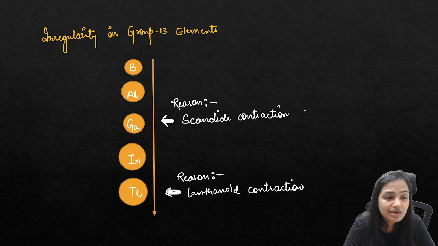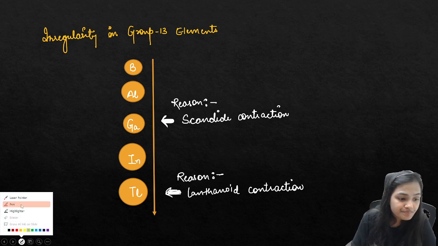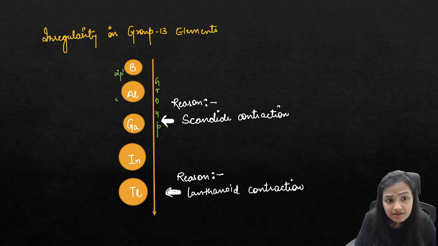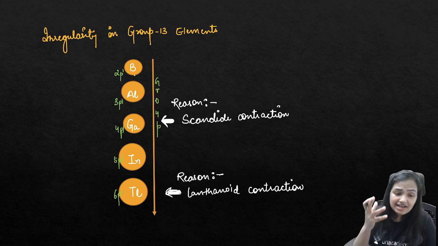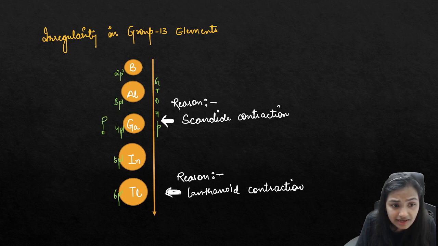Now let's focus on the irregularity in the group 13 elements. When you look at the group 13 elements, you will find the irregularity is from boron to aluminium. Along a group we are moving from top to bottom, and along a group the number of shells increases. Here we have 2p1, this is 3p1, 4p1, 5p1, and 6p1. So it is expected the size has to increase, but boron to aluminium the size increases, while aluminium to gallium the size is small. So why is the size small? What has happened with gallium?